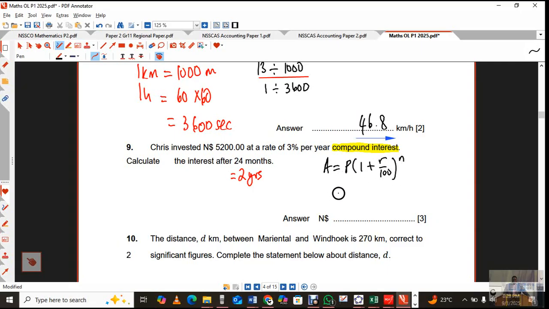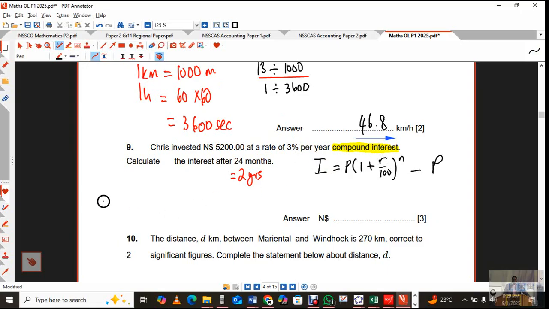this is giving you the amount. That means the interest is already in this, okay? But we don't want the amount. So we're going to subtract the principal, because we are looking for the interest. We're not looking for the amount. So this is what we're going to use.